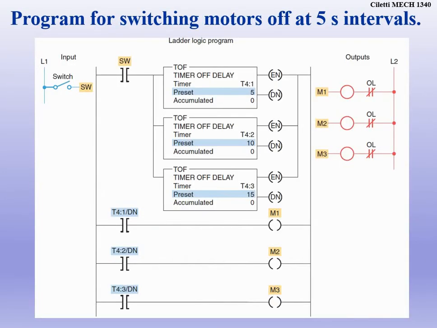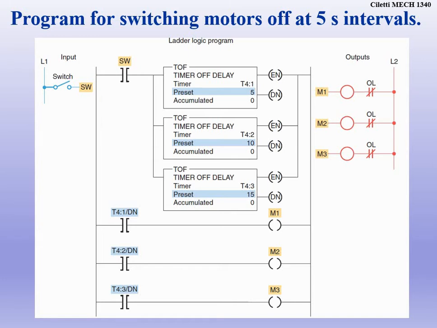Okay, so why would we want to use something like this? Say we want to switch motors off in intervals. So you have a whole fan system or something that you want to turn off, and you want to turn off one at a time. Well, look at how you do this. Okay, so we can cascade these.